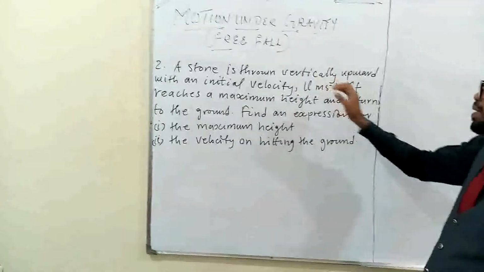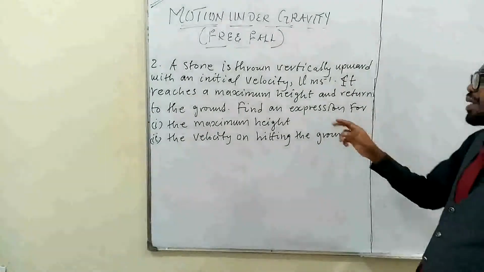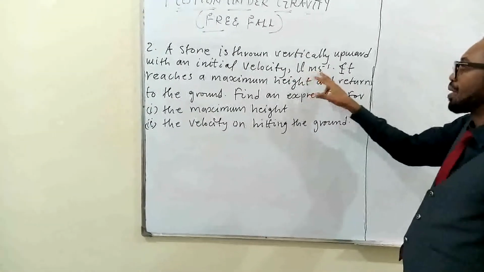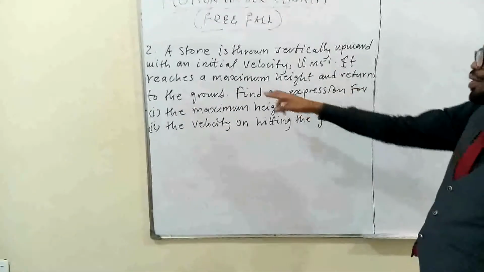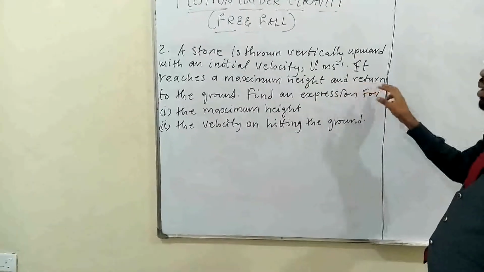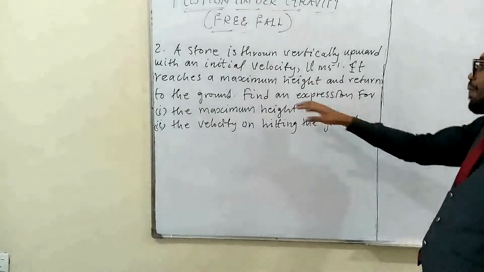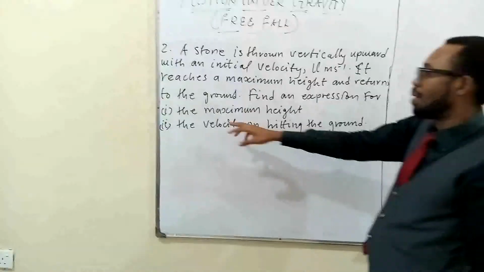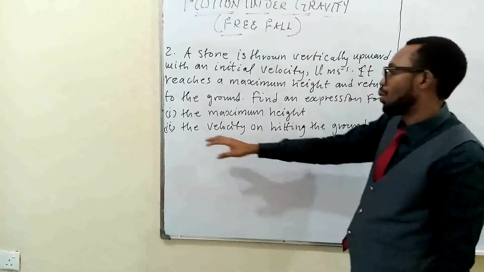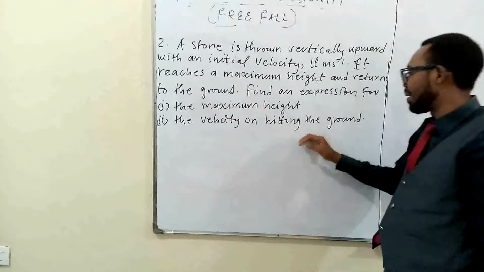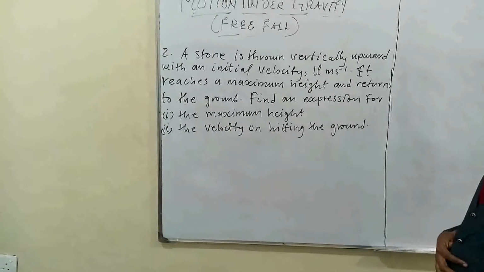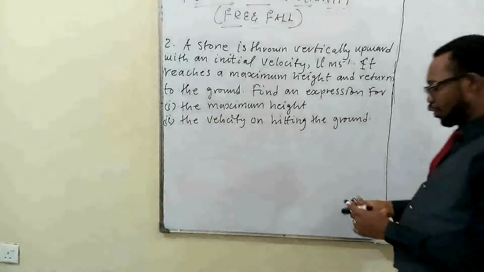It is thrown vertically upwards with an initial velocity u meters per second. It reaches a maximum height and returns to the ground. Find an expression for the maximum height and the velocity on hitting the ground. You see it? What do we do? Solution.